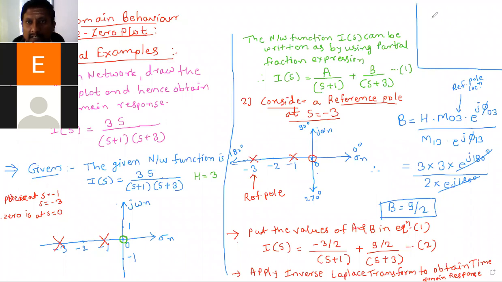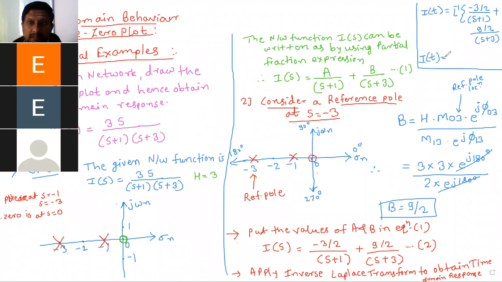So I of s is converted into I of t is equal to, how to write? Laplace inverse in bracket minus 3 by 2 divided by s plus 1. Next plus 9 by 2 divided by s plus 3. So I of t is equal to minus 3 by 2 constant, you can take outside.